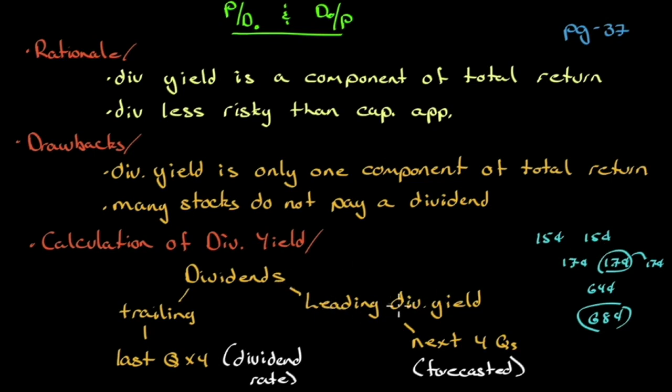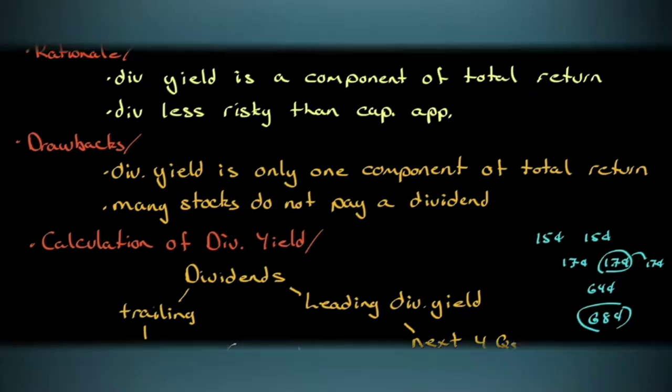If we're looking at a leading dividend yield, it is the next 4 quarters of dividends. Even if there is an increase, we would put the increase in. It's the next 4 quarters, the forecasted 4 quarters.